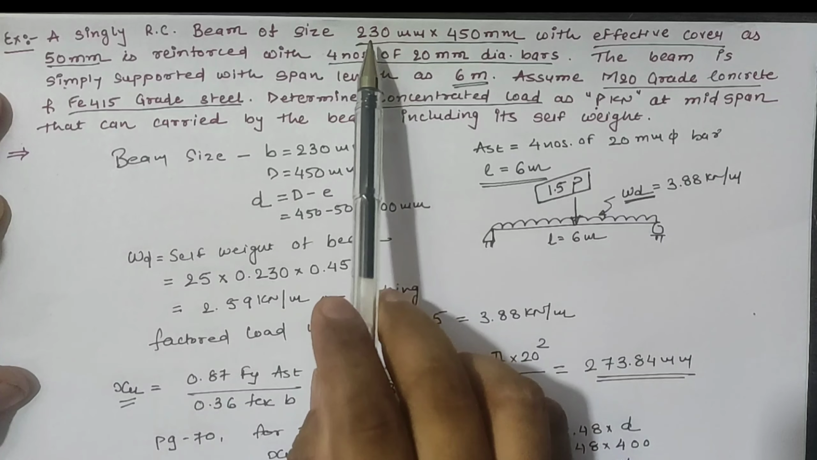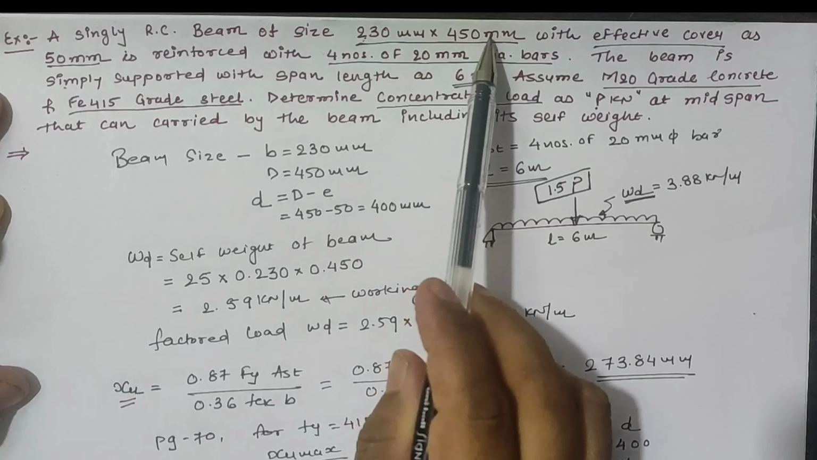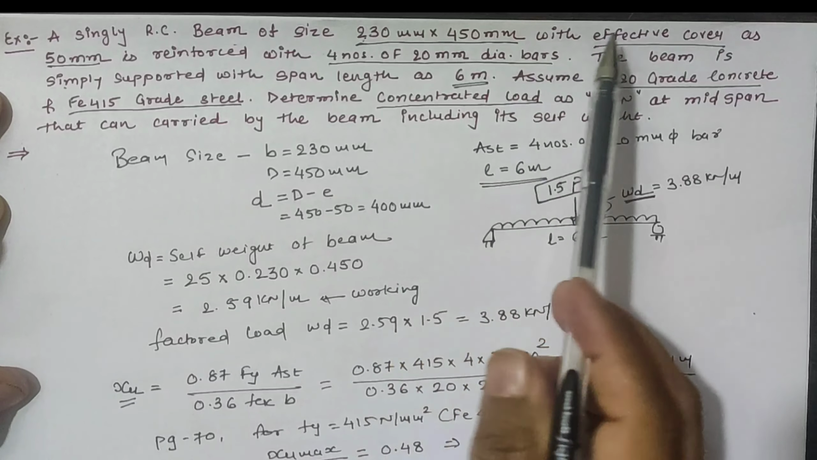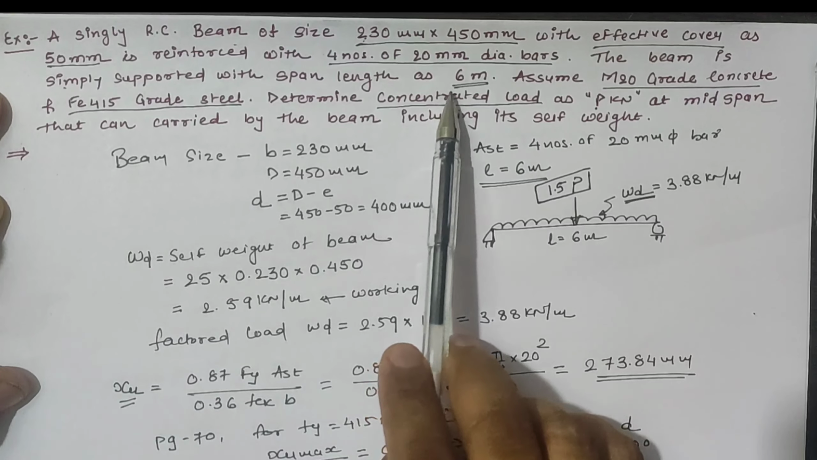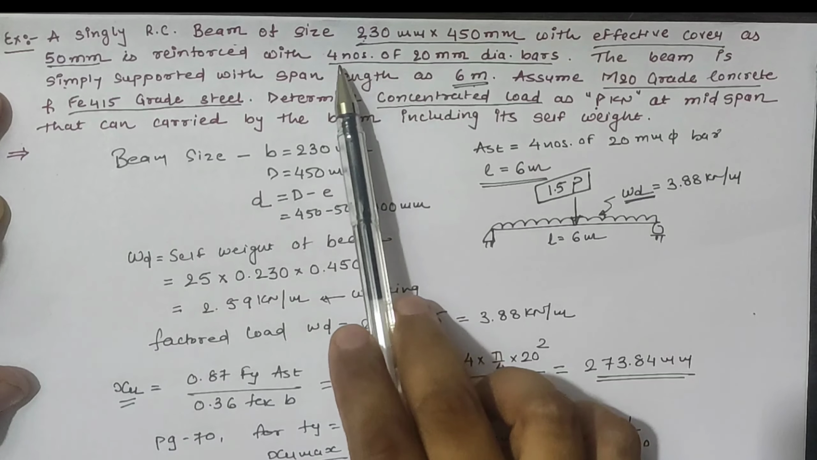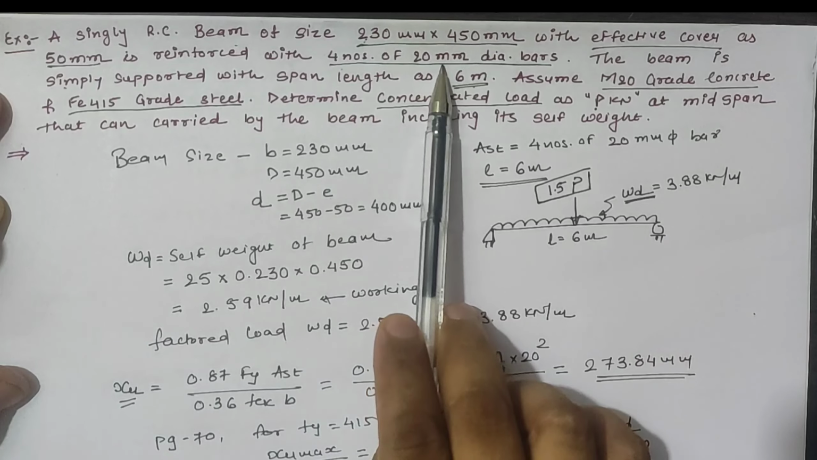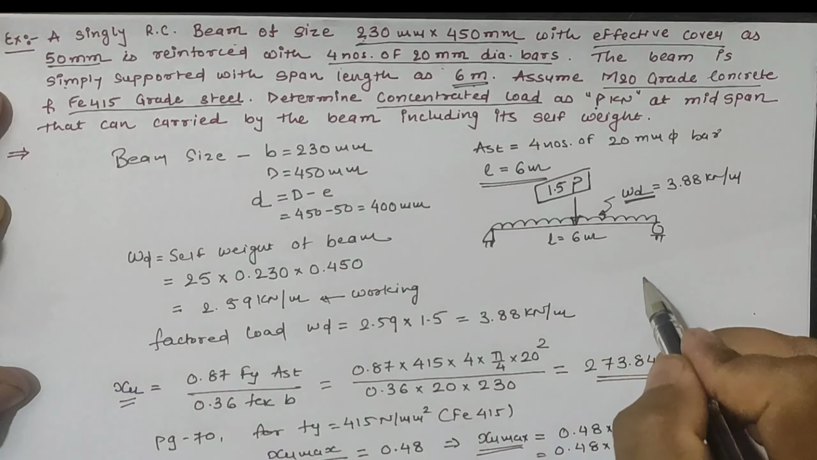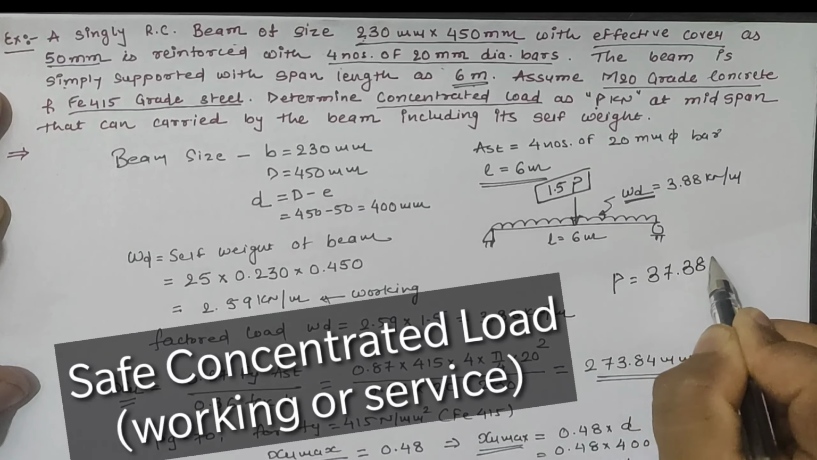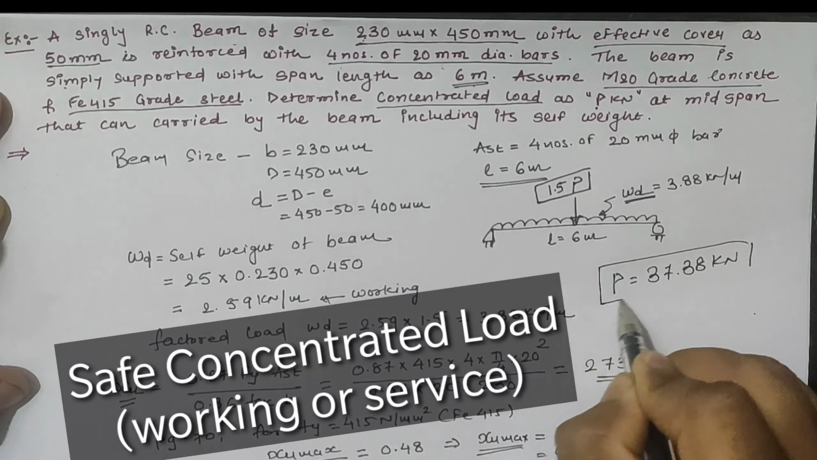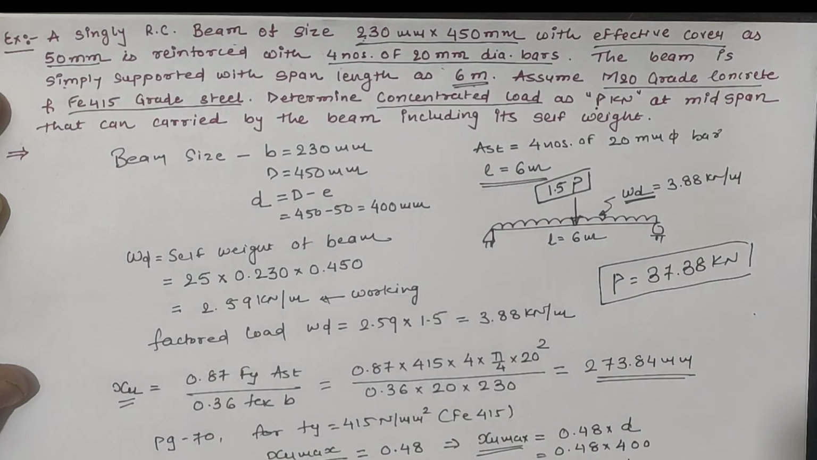It means that if 230 mm cross 450 mm as a rectangular RC beam loaded with self weight as well as the central concentrated load having the 6 meter span and reinforced with 4 numbers of 20 mm bar, then the safe load is 37.38 kilonewton. Thank you.